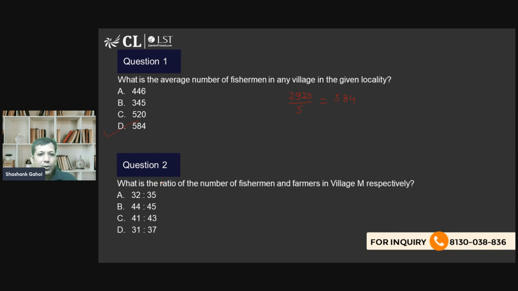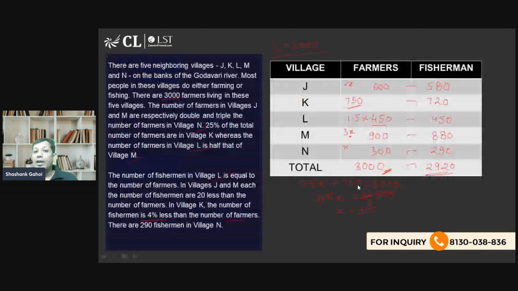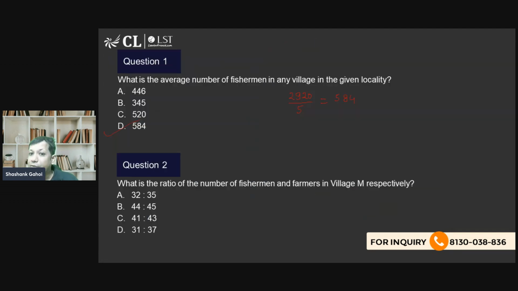That's it. Okay. Now, what is the ratio of number of fishermen and farmers in village M respectively? So we are talking about M. In M, what is the number of fishermen? 880. What is the number of farmers? That is 900. So basically, ratio is going to be 880 is to 900. So this value comes out to be what? 0, 0 cancels out. I'm going to cancel it by 2. So this comes out to be 44 and this comes out to be 45. So my final ratio comes out to be 44 is to 45. So that is going to be my option B.